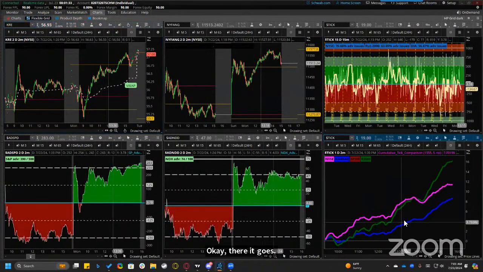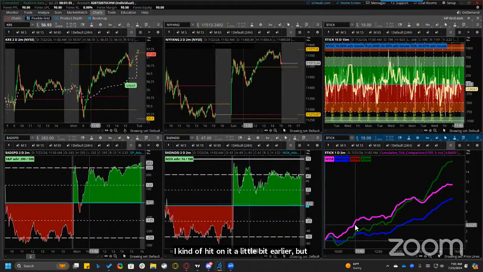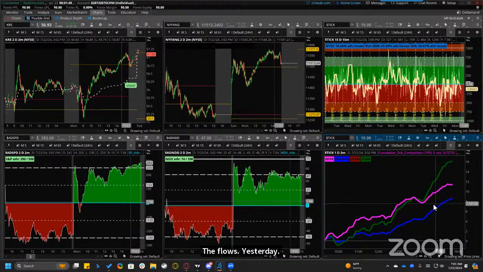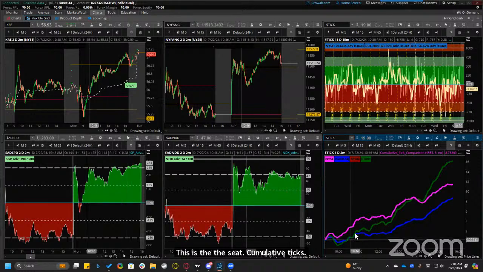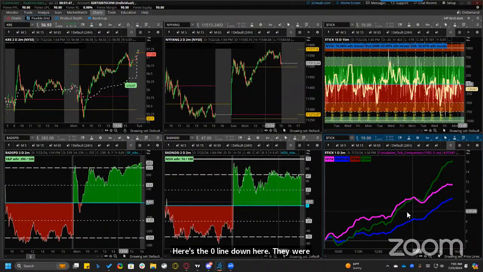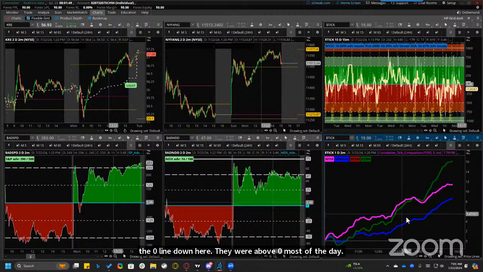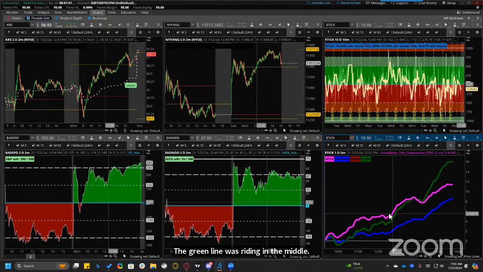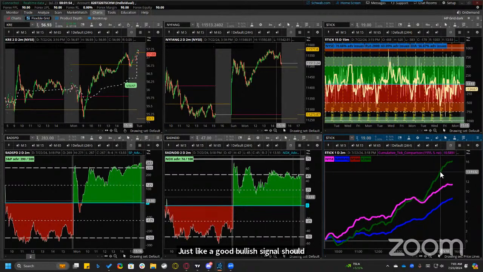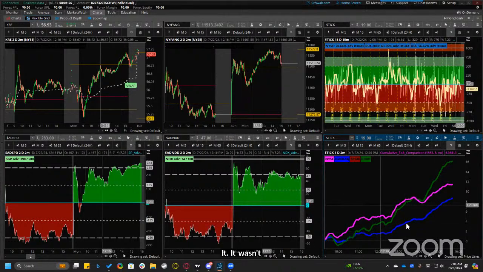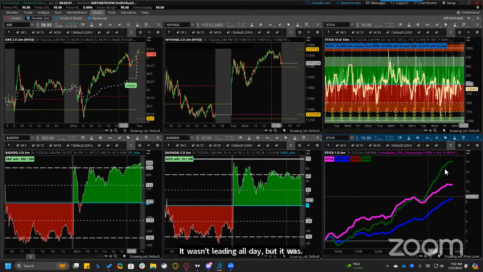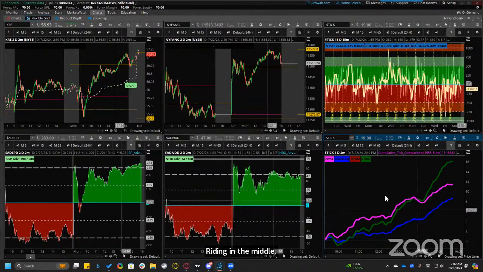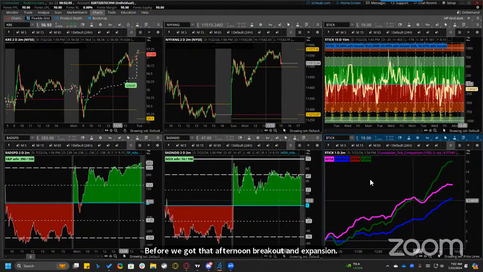I kind of hit on it a little bit earlier, but the flows yesterday were bullish. They're still bullish. This is the cumulative ticks. Here's the zero line down here. They were above zero most of the day. The green line was riding in the middle, just like a good bullish signal should. It wasn't leading, which I would have liked all day, but it was riding in the middle before we got that afternoon breakout and expansion. So this wasn't telling us anything was bearish.